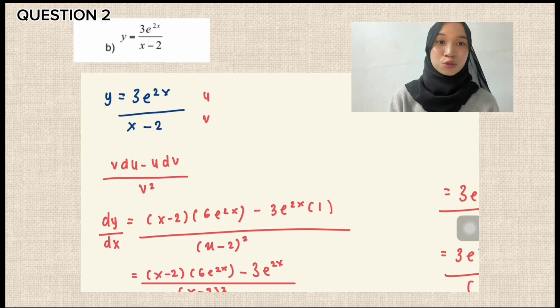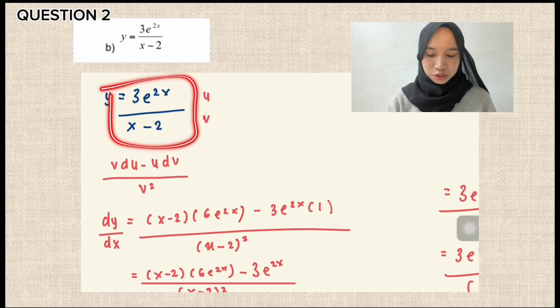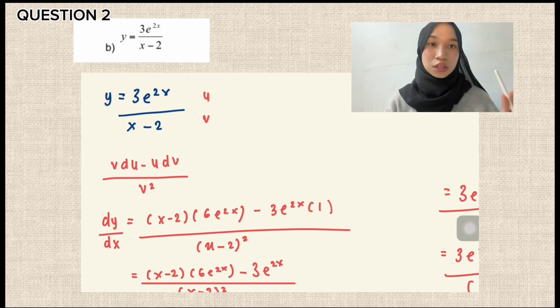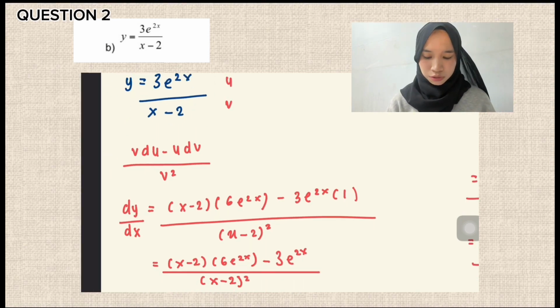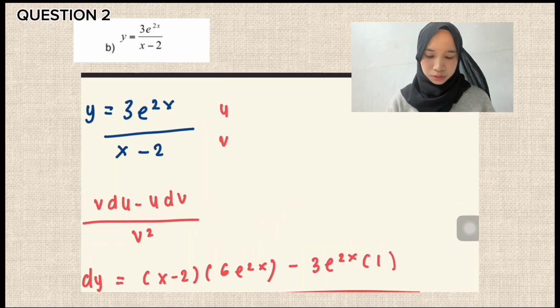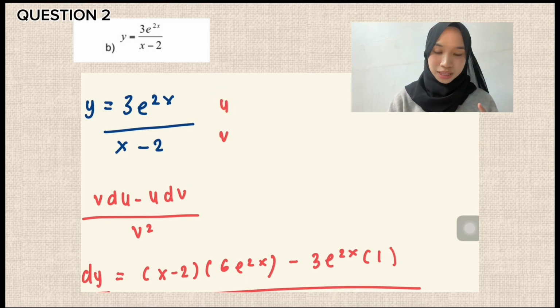For question 2b, they ask you to find the dy dx of this equation. So we know that this equation is a fraction. If it's a fraction, we need to use the quotient rule. For the quotient rule, the formula is v du minus u dv over v squared. The numerator is u and the denominator is v.